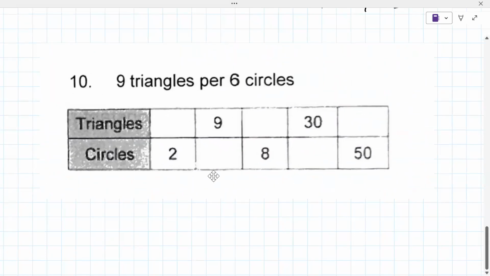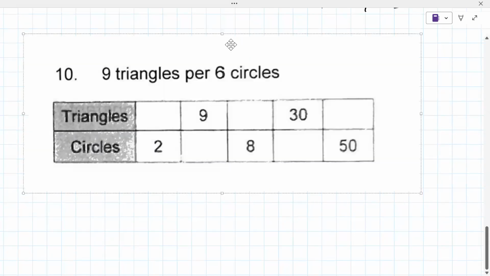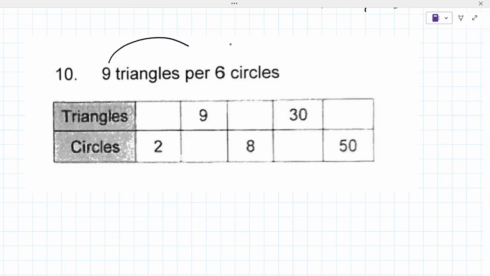Same idea here. So number 10, you've got to figure out how to go from 9 to 6, or you can go from 6 to 9. It kind of depends on what you want to do. You'll end up having to go both directions in this one. But to go from 9 to 6, it's 9 times k equals 6.